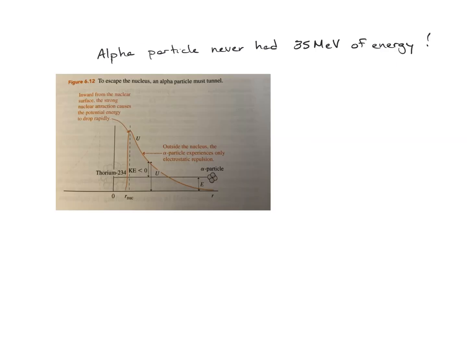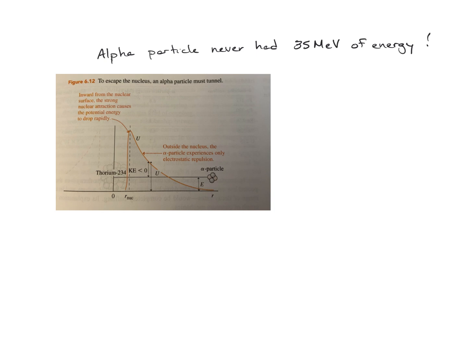One explanation for this difference in expected versus observed kinetic energy is that the alpha particle never had 35 mega electron volts of energy to start with. If the alpha particle only ever had that 4.3 mega electron volts of energy that it has as kinetic energy very, very far away, we can see that the alpha particle actually had to tunnel to get away from the nucleus.